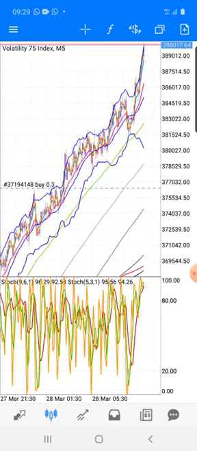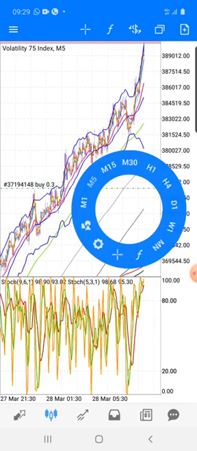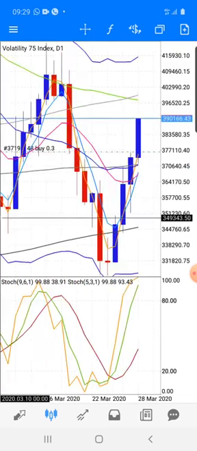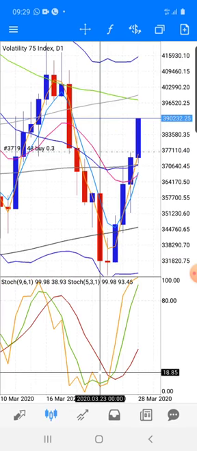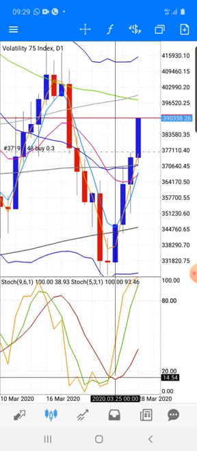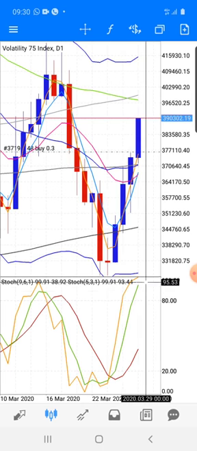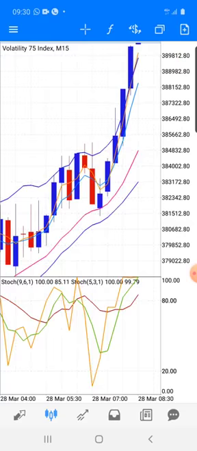If I'm in a hurry, I'll just come to daily. Let me say that again. Daily. And I'll check the slope of the green. Look at this green. The green stochastic has been pointing up and going up since the 25th. Then I come straight to my 5 minutes.